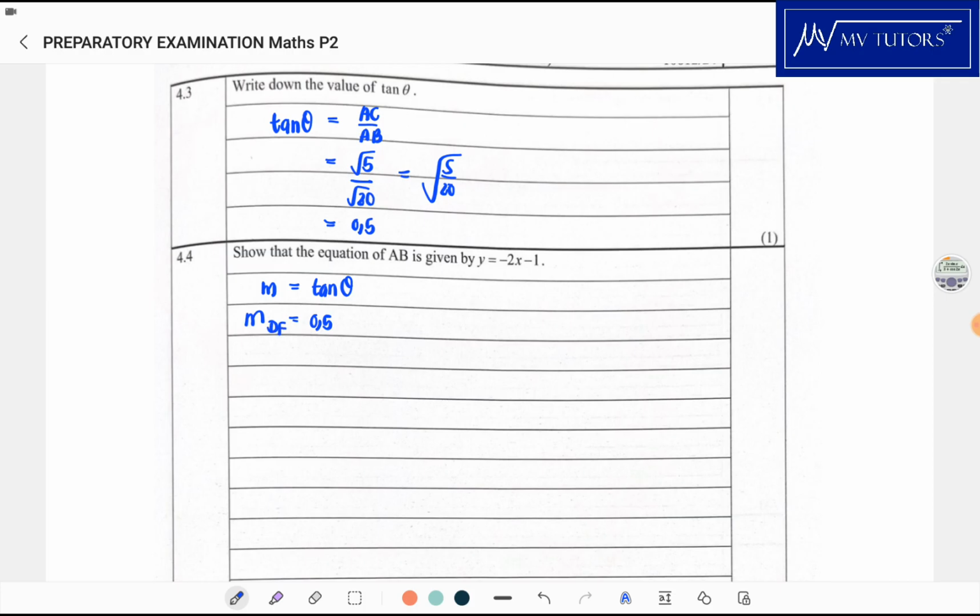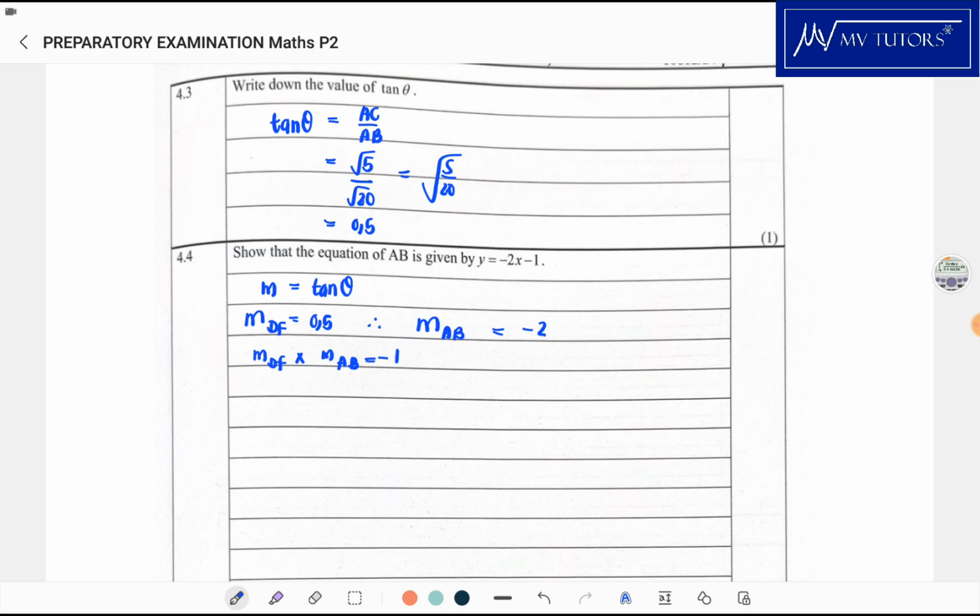The points are collinear. So in order for me to get the gradient of AB, I'm going to get negative 2, because the gradient of DF multiplied by the gradient of AB has to be equal to negative 1. So negative 1 divided by 0,5 is going to be negative 2. Okay, so I have the gradient of AB, which is -2, and I just need a point.